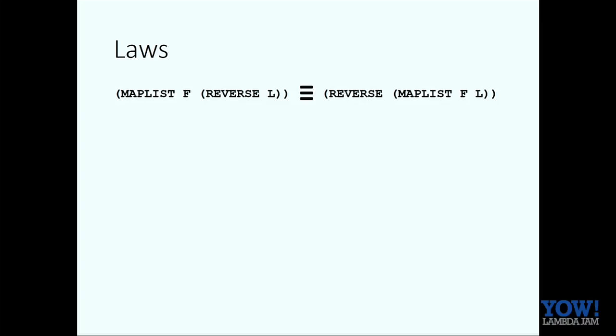And this is an example of a law about Lisp programs. It says that if you reverse a list and then map list f over the elements, you get the same result as if you first map list f and then reverse the results that you get. Unfortunately, it's not quite true in Lisp, because Lisp has functions with side effects. And the left side performs the calls to f in a different order from the right-hand side. So if f has side effects, you could get different results. Landin thought that was bad. Laws are made to be followed.